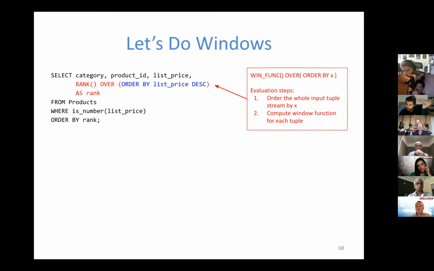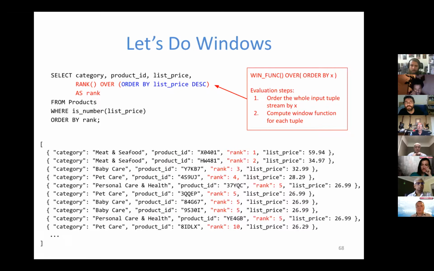So as we mentioned before, our product dataset contains a small number of non-numeric values of the list price. So first we need to filter those out. That's why we have that where clause. Then we start processing the over clause subclause. So we order all input tuples by the list price from greatest to least, because we have a descending modifier in the order by specification inside the over clause.